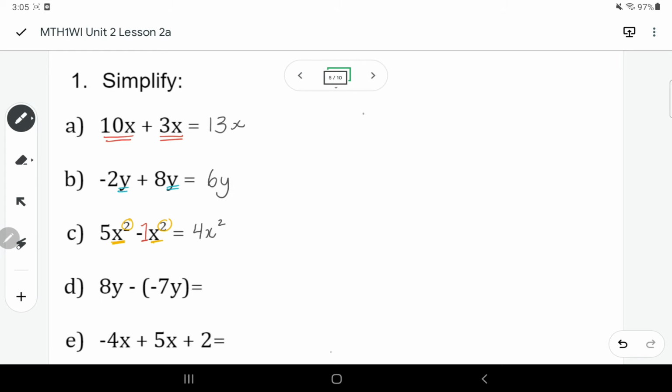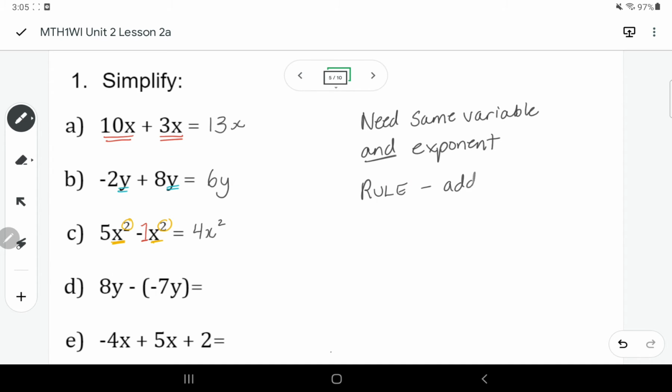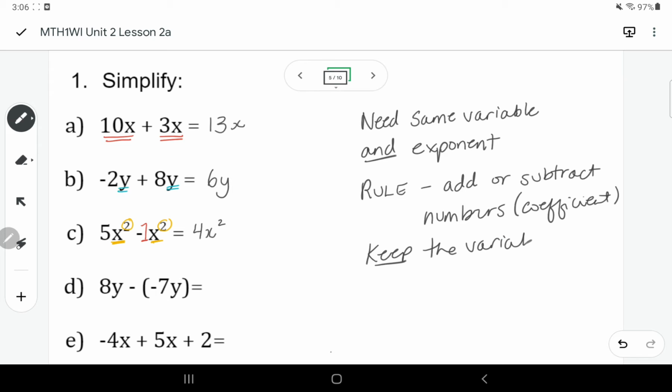So here's our rule. Remember, we need the same variable and exponent. And my rule is to add or subtract the numbers. That's called the coefficient, the number in front. And you keep the variable and exponent the same.